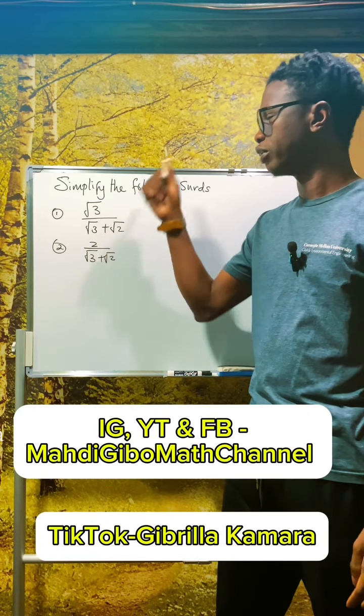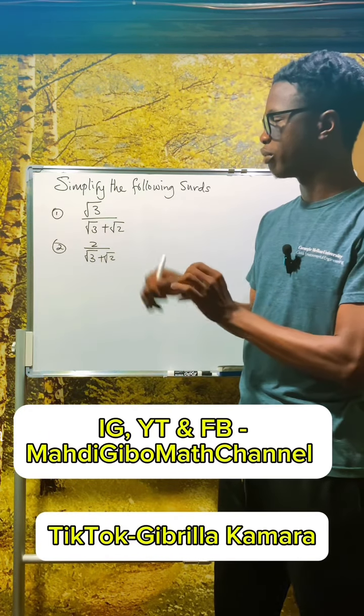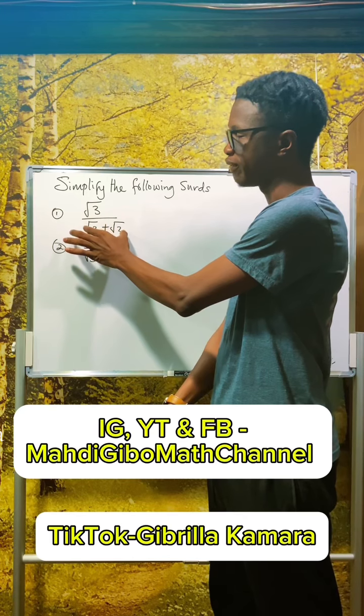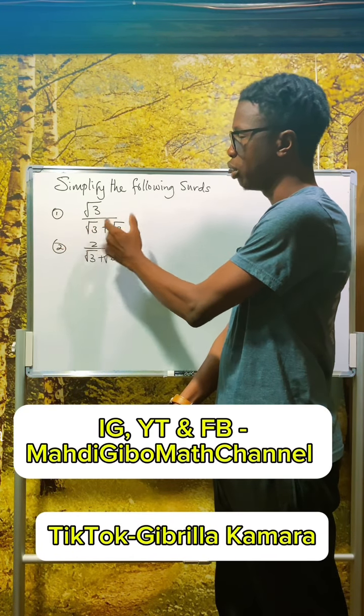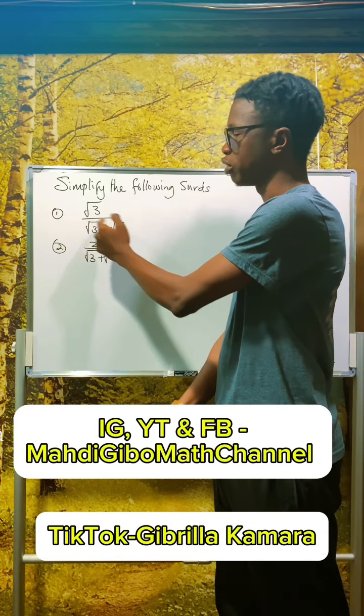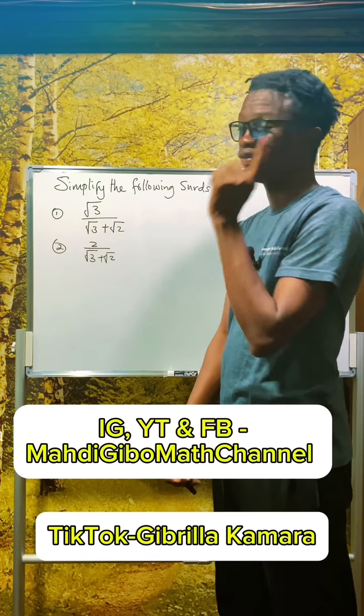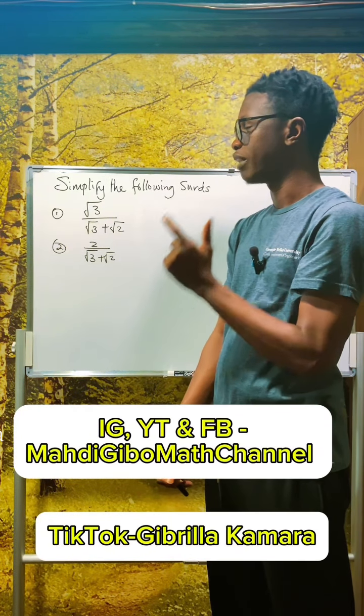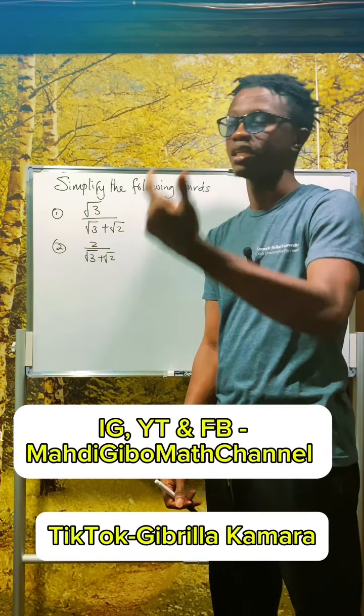We are asked to simplify the following surds. There are two things we have to know here. When we look at the first one, we have roots for both of the numbers here, right? So the first thing we have to do is think of rationalizing the denominator. And the next one, we have to think of the conjugate.